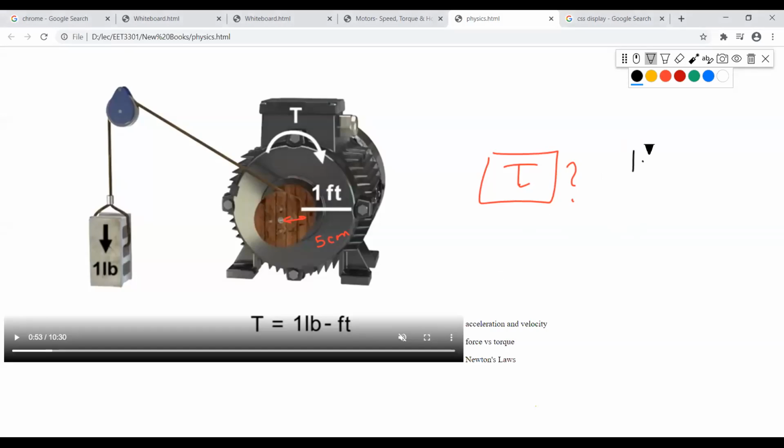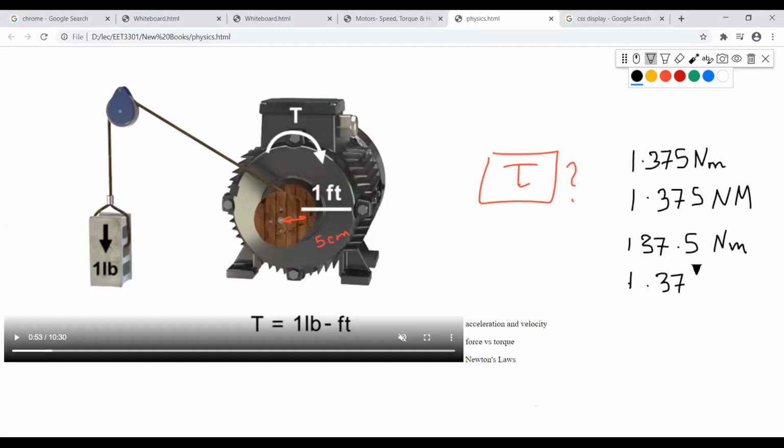1.375 Newton meters. 1.375 meters, capital M. 137.5 Newton meters. 1.374 Newton meters.